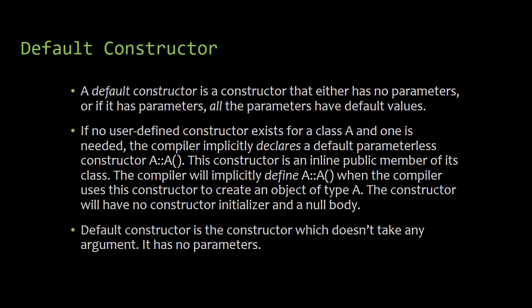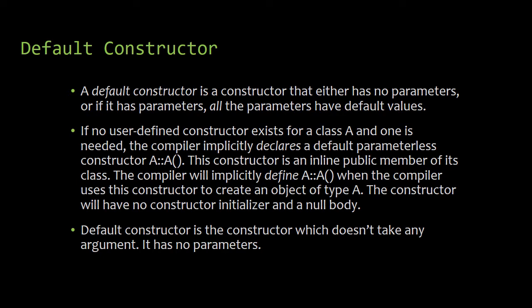Default constructor. A default constructor is a constructor that either has no parameter or, if it has parameters, all the parameters have a default value. If no user-defined constructor exists for a class A and one is needed, the compiler declares a default parameterless constructor. This constructor is an inline public member of its class.